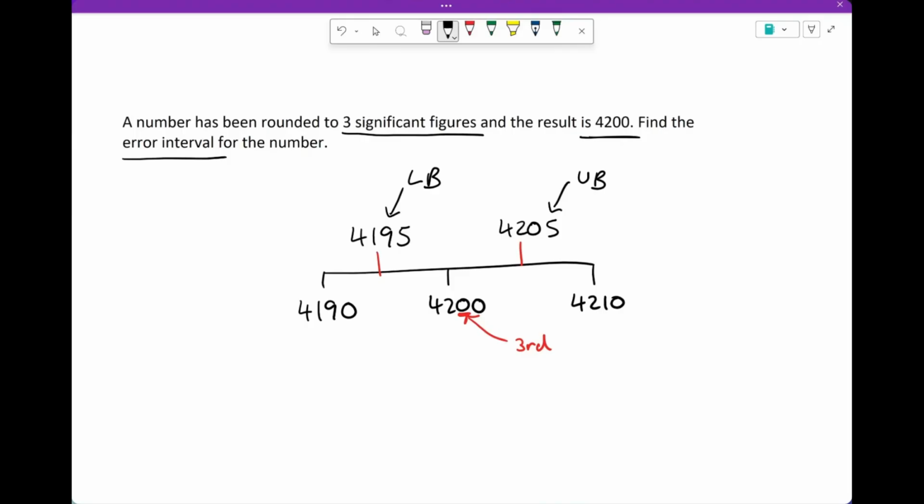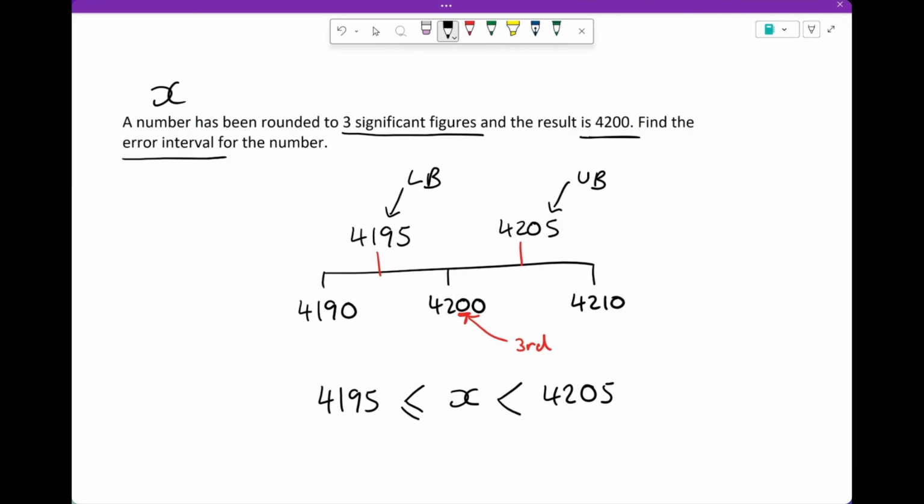This number hasn't been assigned a letter, so we're just going to call it x. So we're going to write x, my upper bound to the right, so 4,205, my lower bound to the left, so the 4,195, and we're going to put our inequality symbols in as usual, so same as or greater than pointing towards the x for the lower bound, and then a smaller than pointing to the x for the upper bound.